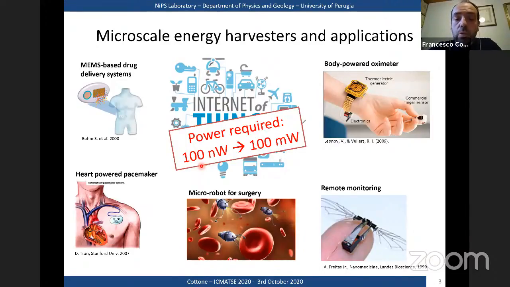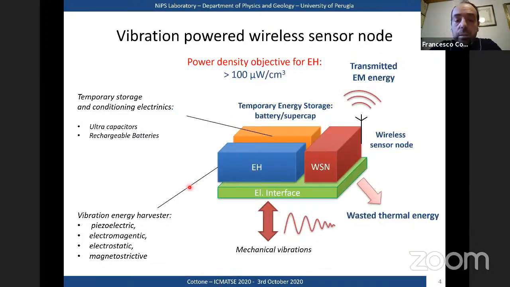So we need to develop an integrated system in which we have an energy harvester. This is this block. In particular, I will show you about the vibration energy harvesting. So about the systems that convert kinetic energy from mechanical vibrations into electricity. Then the energy harvester will be connected to an electronic interface to the wireless sensor node, for example, so the device that uses the energy.